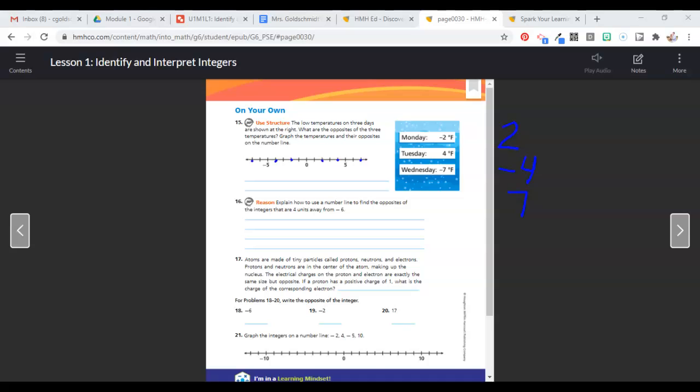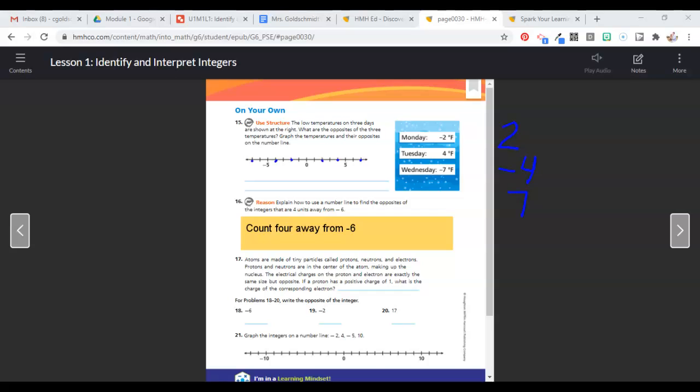Next is 16. Explain how to use a number line to find the opposites of the integers that are 4 units away from negative six. So I'm going to change to text to make it a little bit easier for myself. So we can count 4 away from negative six.